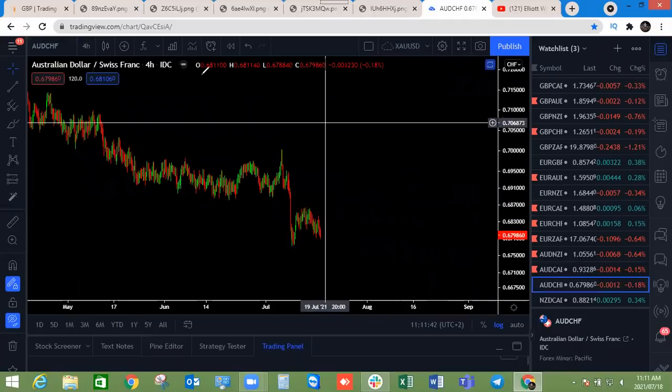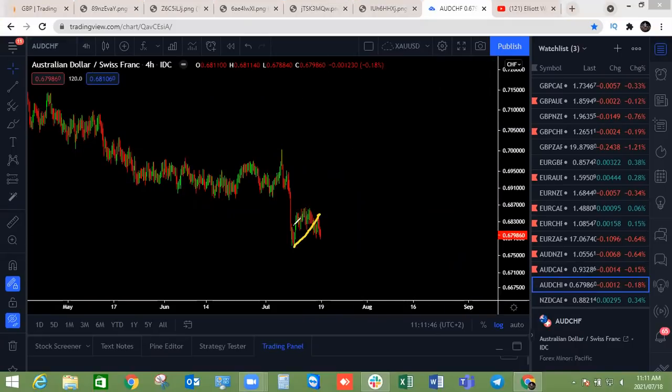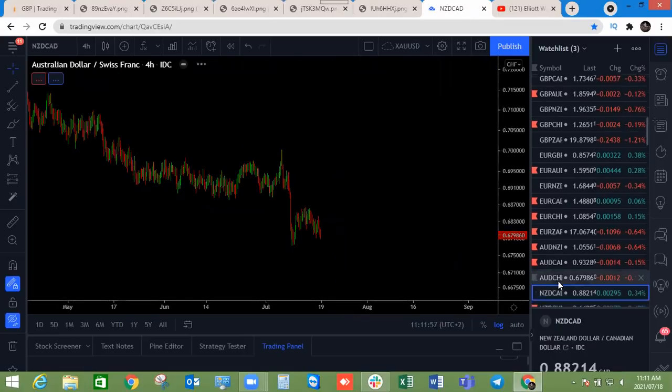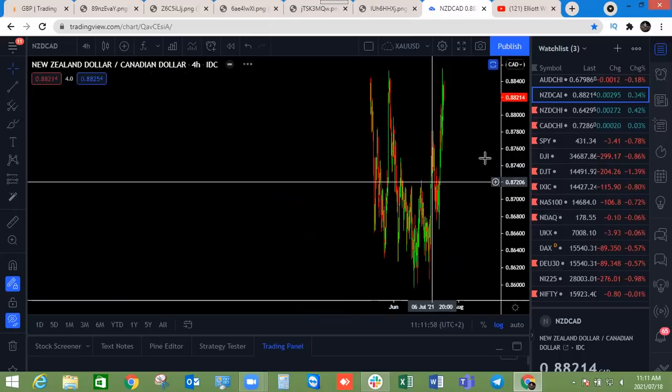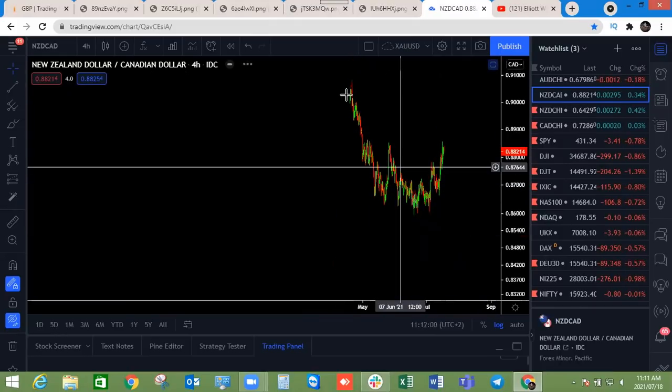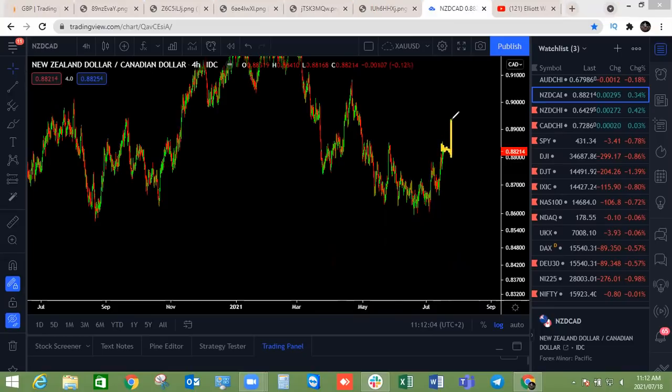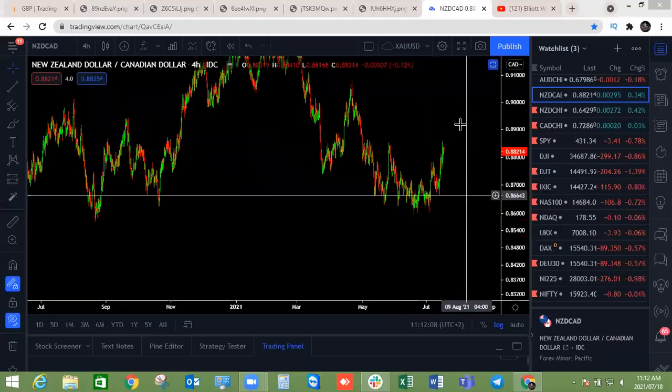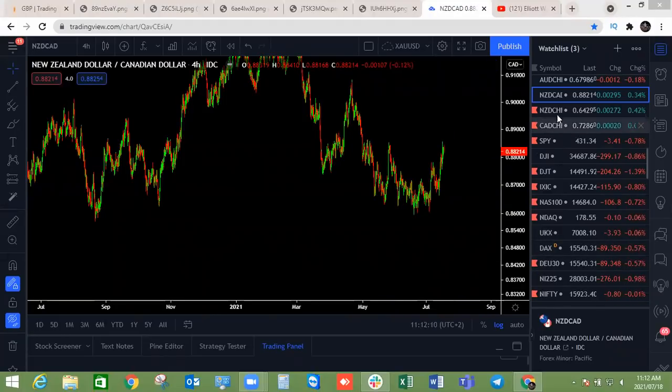AUDCHF, last week we were here with this pullback, expected this to drop. It is dropping down correctively, so it may not come down in a straight line. We may expect a bounce here and continuation to the downside. New Zealand CAD. We have reached the level that we wanted to reach on New Zealand CAD. Can we start dropping? I expect this to still continue to the upside because oil is still pulling back and we've got the CAD on the New Zealand. So expect a bit of a continuation to the upside there.